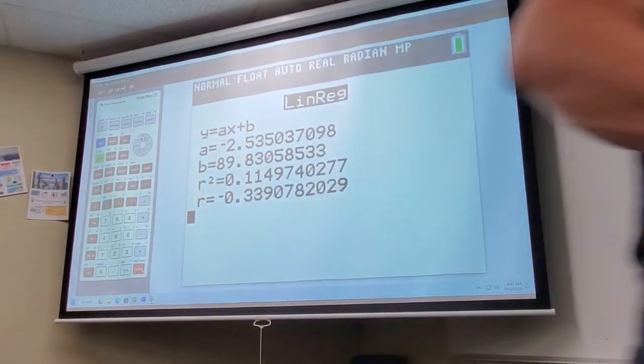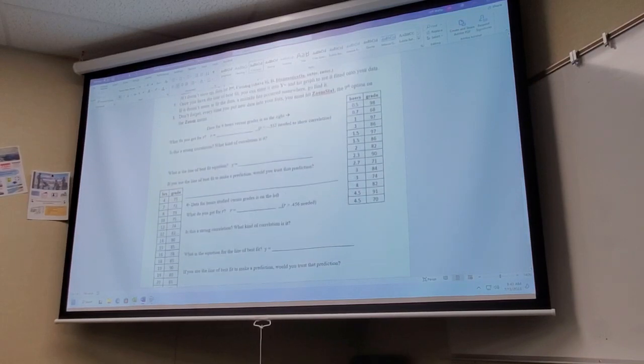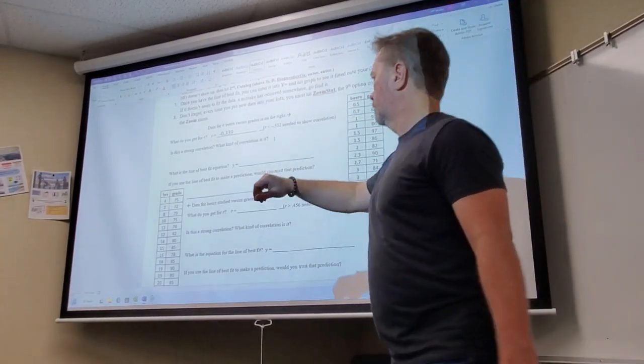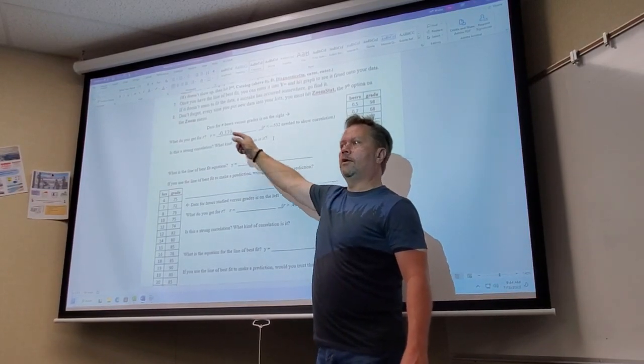Okay, so let's do this. Let's go back to the sheet. And could you put down here, just so we can reference it? Right here, notice this. I will always tell you this. What value do we need to show correlation? So what did we actually get for R? Negative 0.339, blah, blah, blah. Yeah, that's what it just said. Okay, did we show evidence that there even is correlation? I need R to be less than negative 0.532. Did we get there? No.